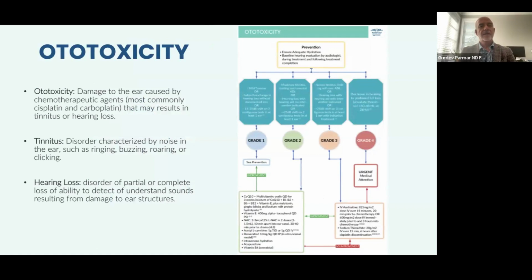Ototoxicity, the definition: damage to the ear caused by chemotherapeutic agents, most commonly cisplatin and carboplatin, leading to tinnitus and hearing loss. What's graded in the realm of ototoxicity is the tinnitus and the hearing loss. Most of you know what tinnitus is, most of you know what hearing loss is, but you may not know what the grades are. And this will let you know what those grades are.